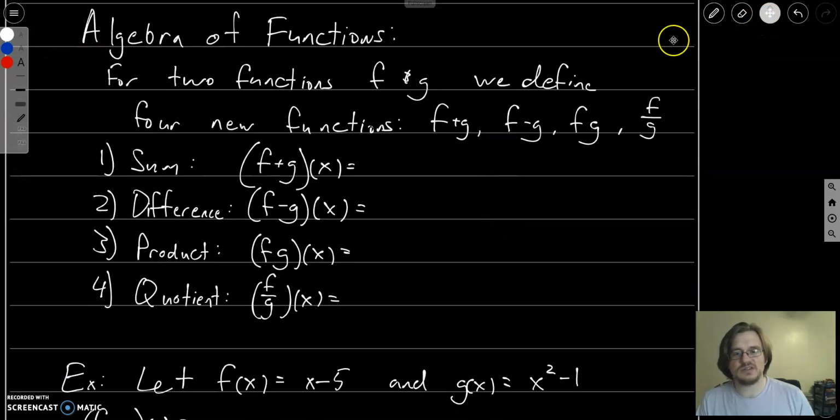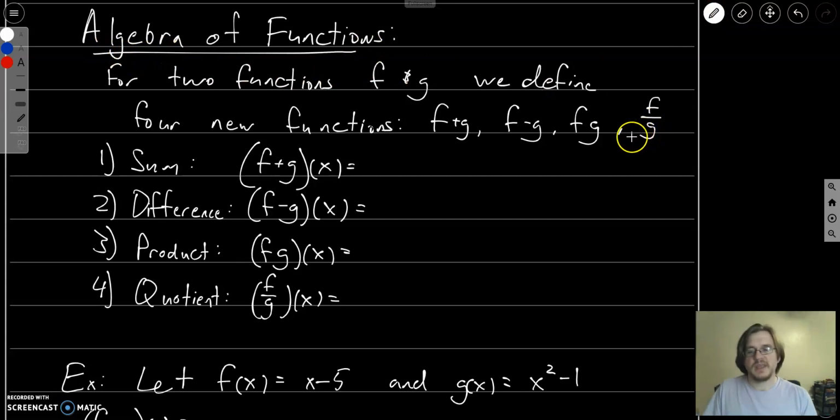Now let's move on to actually combining functions. So we'll look at the algebra of functions. We can add numbers together. We can subtract numbers, we can multiply numbers, we can divide numbers. We can do the same thing with functions, because essentially a function will represent numbers. If you plug in x into a function, you're going to get a number out. So we should be able to add these.